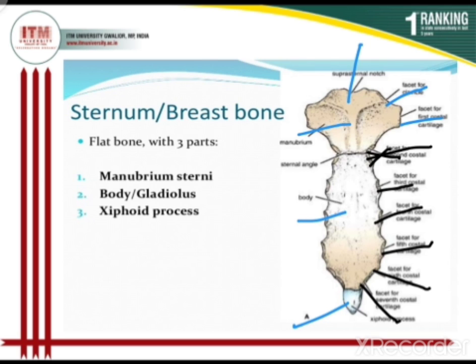So these seven costal cartilages are attached to the ribs. We'll study the costal cartilage in detail in the next slides. There are impression facets for the seven costal cartilages because the upper seven ribs are true ribs. The lower three are attached to the seventh costal cartilage only, so they are called false ribs, and the two pairs of floating ribs also.